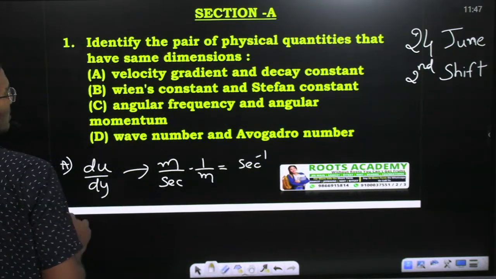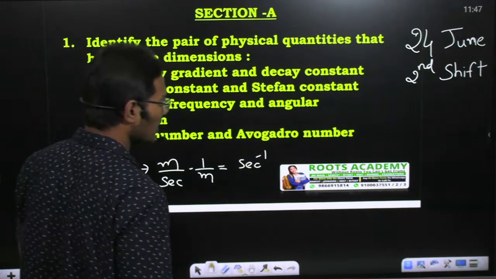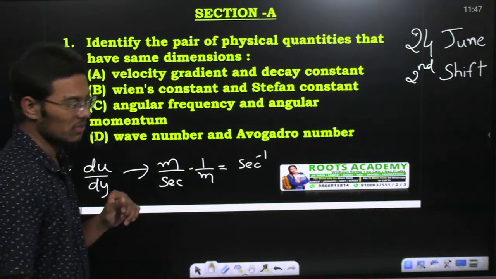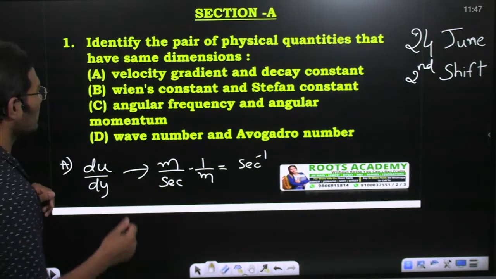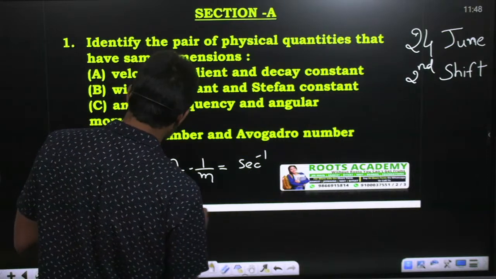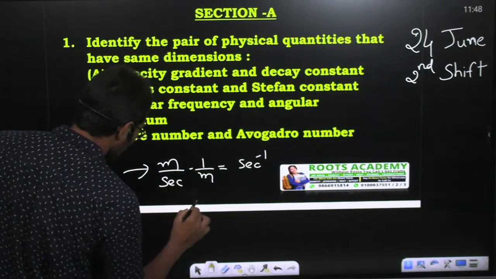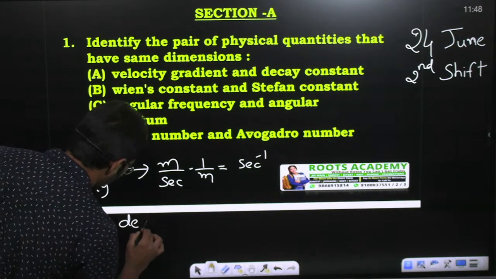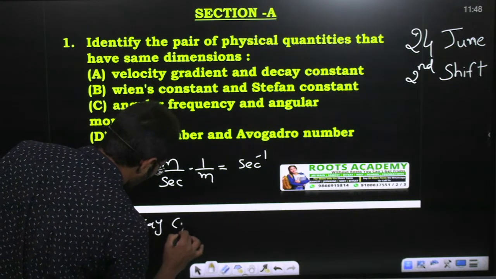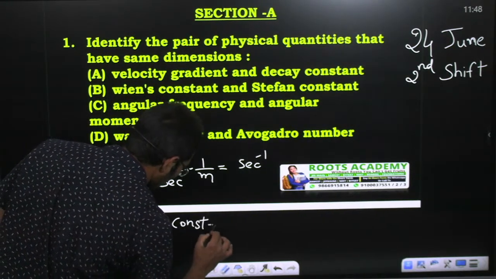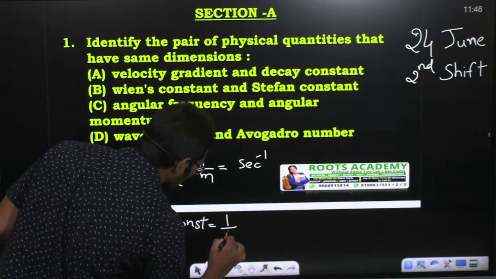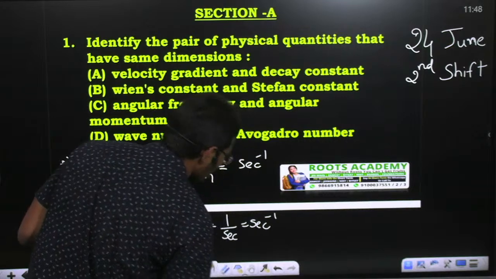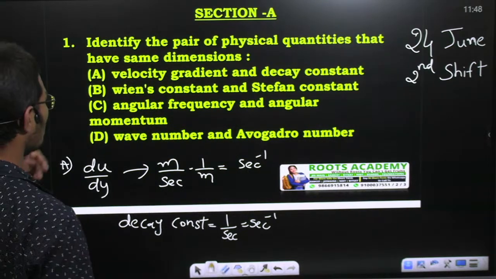So how about decay constant? Where do we get this decay constant? This decay constant we get in radioactive decay. So the unit of decay constant is again one by second, that is second inverse. So from this we can make out that option 1 is correct.